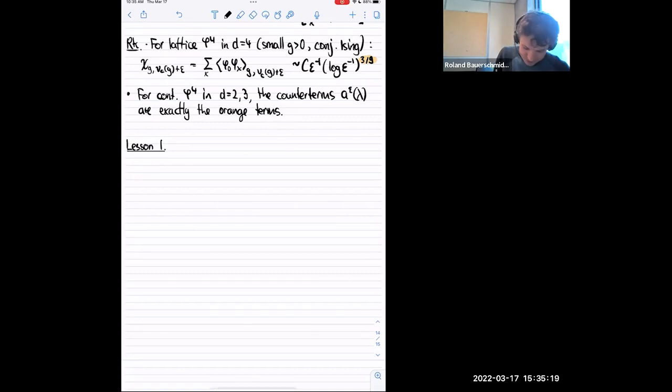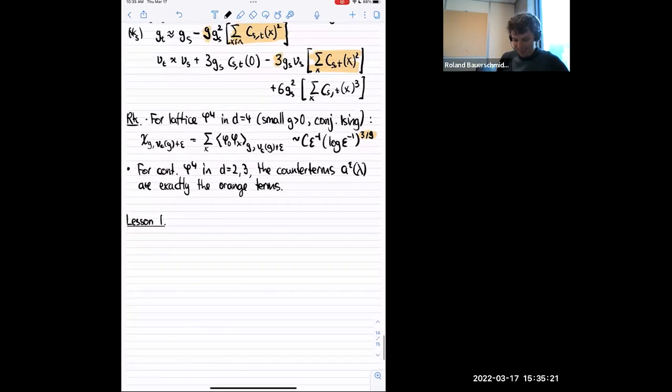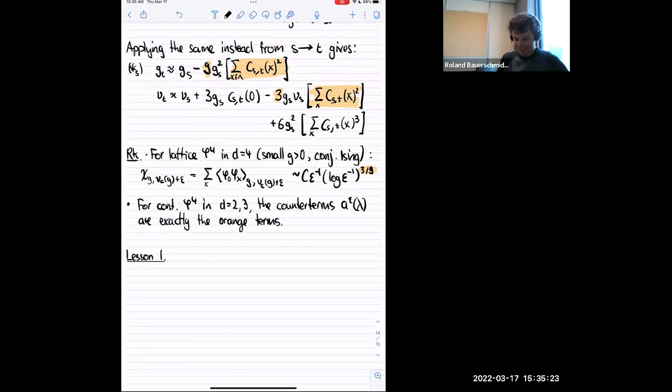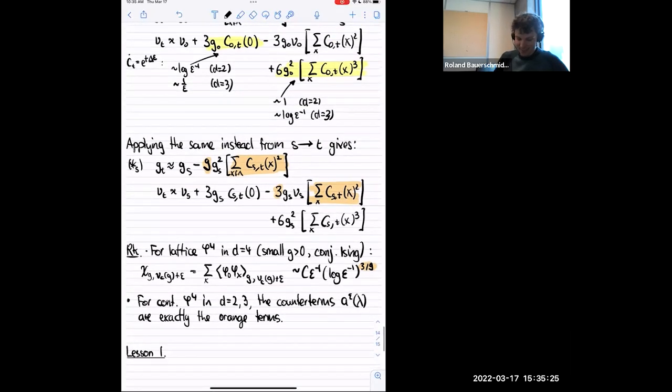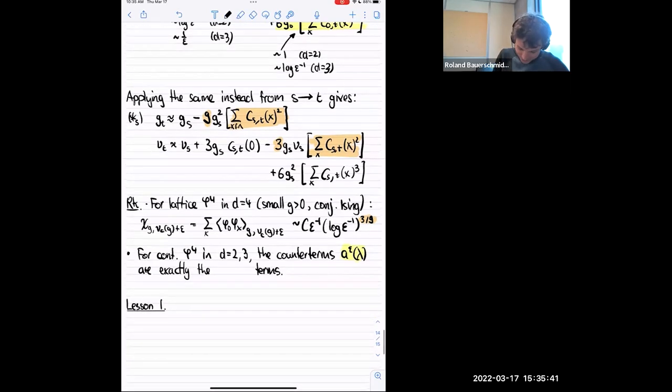So yeah, I have another naive question, if I may. So I misunderstood. I thought the counter terms you said were the yellow terms with the log one over epsilon in dimension 2, and then the additional subtlety in dimension 3. And then you wrote that the counter terms. Oh, sorry, it's not the orange terms, the yellow terms. Thank you.